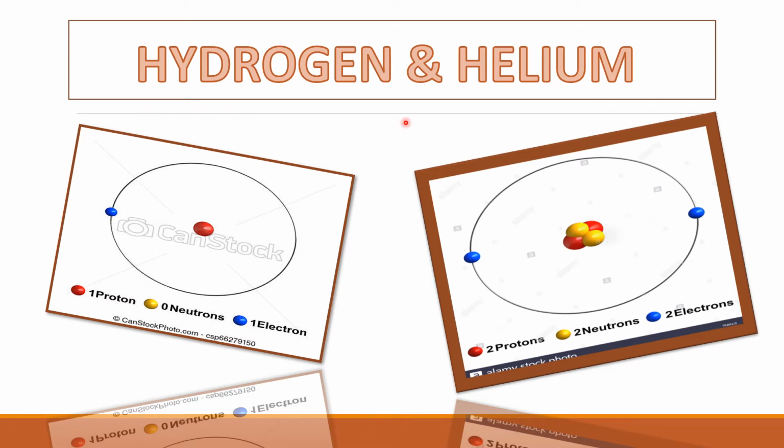First, I am starting with hydrogen and helium. This is the atomic structure of hydrogen atom where 1 proton, 0 neutron and 1 electron is present. This is 1 proton, that means within the nucleus only 1 proton is present. And this is the electron, which is rotating through the orbit. No neutron is present within the nucleus of hydrogen.